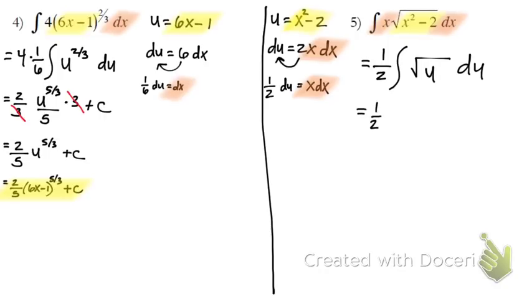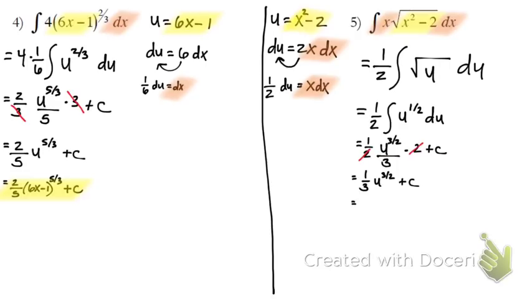If I rewrite that, that's 1/2 times the integral of u to the 1/2 du. That's 1/2 times u to the 3/2 over 3/2 plus c. My 2 here and my 2 here are going to simplify out to be 1. So this is 1/3 u to the 3/2 plus c. And if I work backwards to put that x squared minus 2 back in, that gives me 1/3 times x squared minus 2 to the 3/2 power plus c.